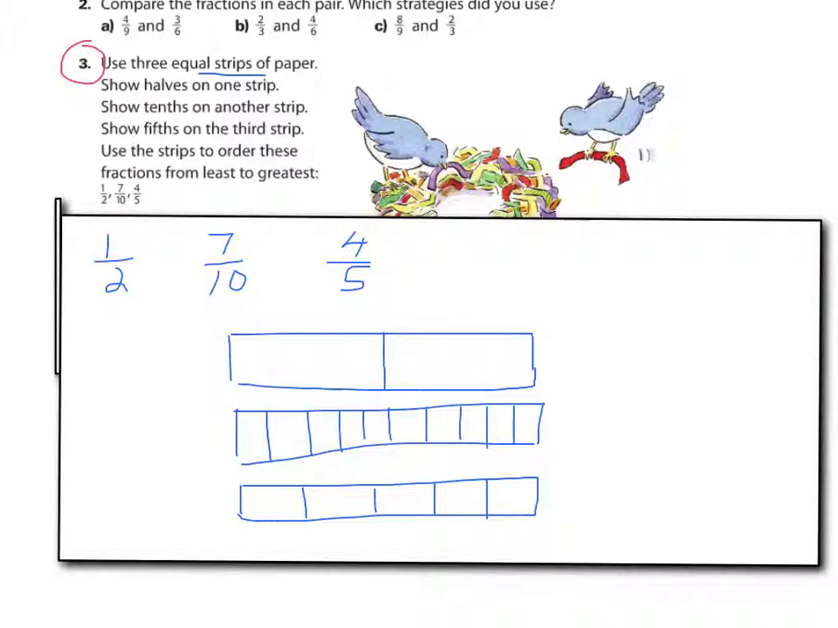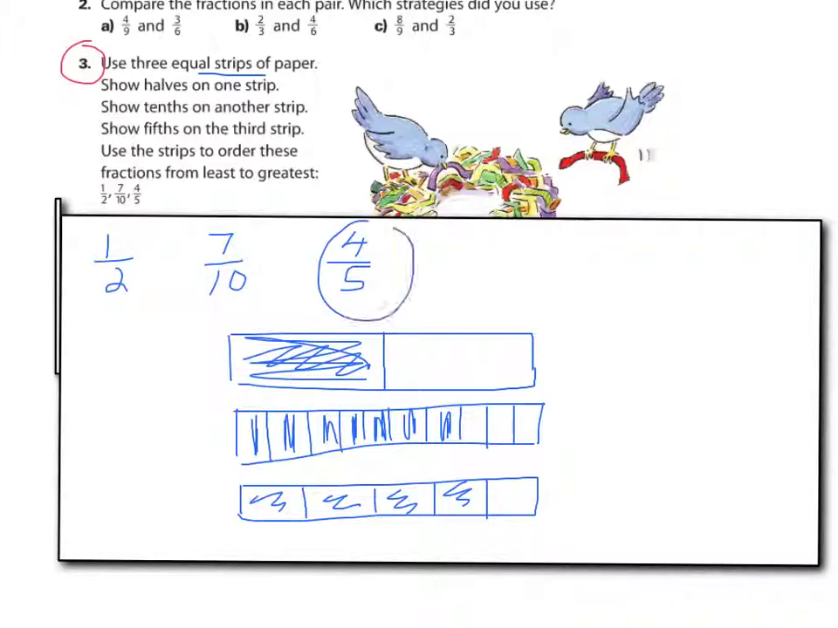All right, so I'm going to color in 1/2. Okay, here I'm going to color in 7/10, and I'm just going to color in the middle bit here so that you know which part's colored, but I'm not going to worry about it too much. And then here I'm going to color in 4/5. And then in this case, 4/5 would be largest, 7/10 would be second, and 1/2 would be smallest.